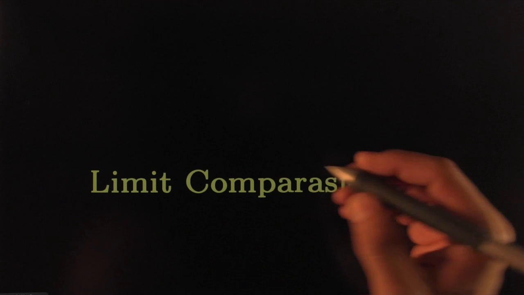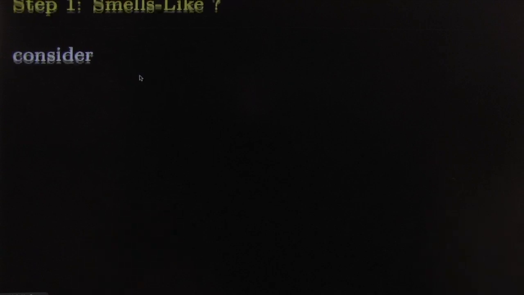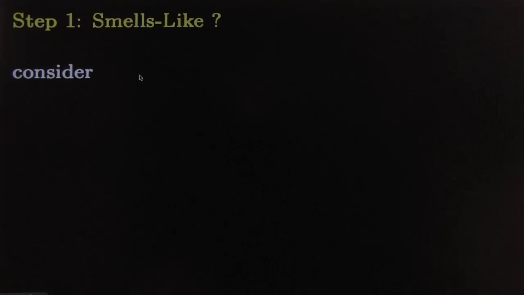Alright, so today we are doing the limit comparison test. If you're watching this, you probably already know what this is about. It's about checking to see when a series is convergent or divergent. So here we go. We'll start off with the main idea. The limit comparison test involves two simple steps.